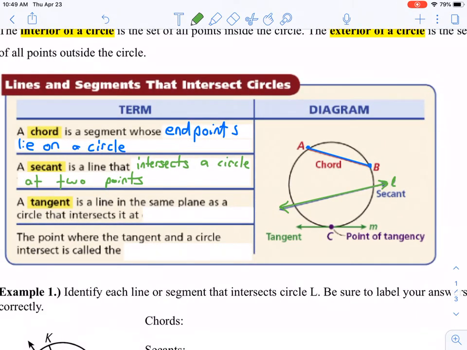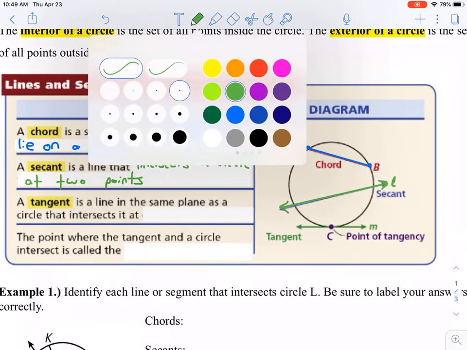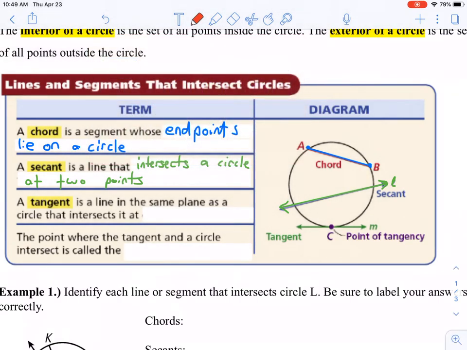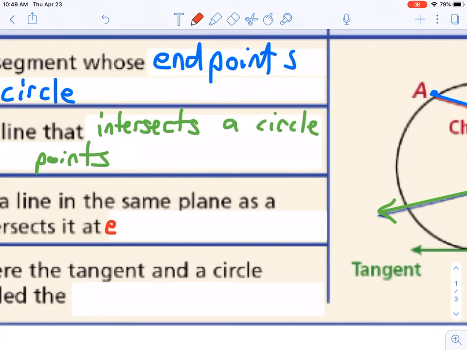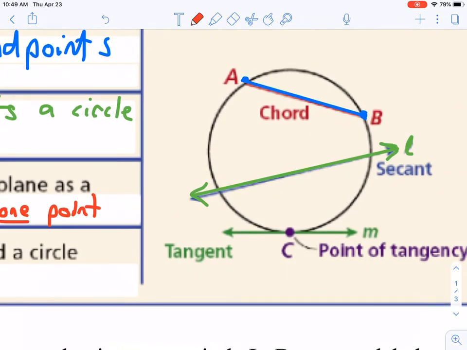Okay. Then we have a tangent line. And a tangent is a line in the same plane as a circle that intersects at exactly 1 point. Exactly 1 point. So in this case, line M would be a tangent line.